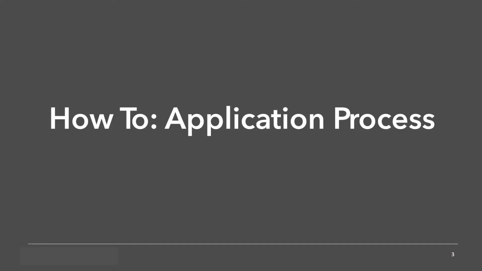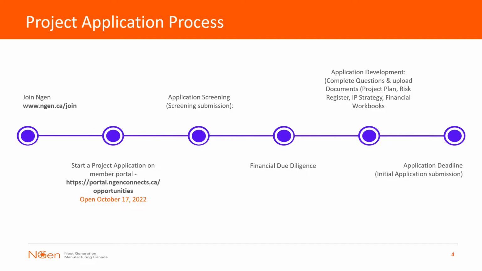Here is the application submission process. Become an NGen member. Start a project application, which you can access through our member portal. Complete the application in screening and submit. Financial due diligence is performed. If your application is in order, you now have access to the questions and the ability to upload your project documents. Your initial application is completed, all documents are uploaded, and you submit your application.